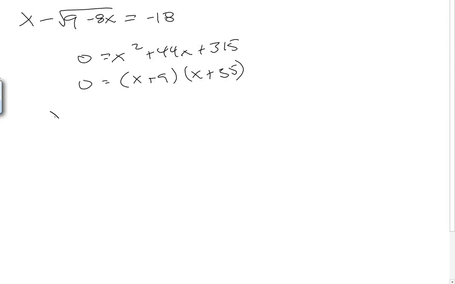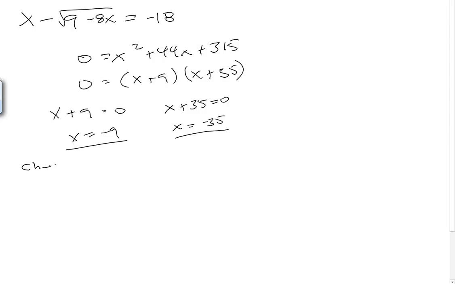So then when I take x plus 9 and set it equal to 0, I get x equals negative 9. When I take x plus 35 and set that equal to 0, I get x equals negative 35. The point is that we got two solutions by doing that very long process of solving. I don't know if they necessarily work though, so I do have to check. To check, I just plug them both back in.